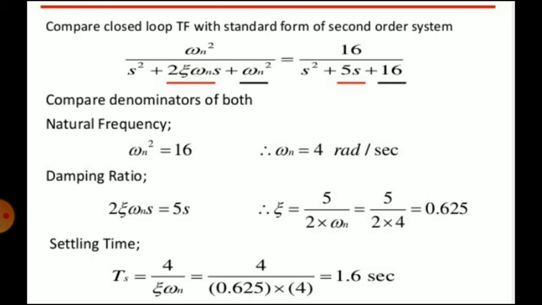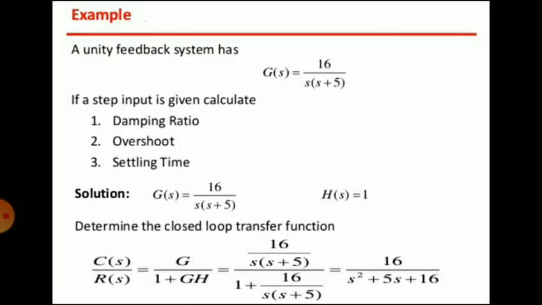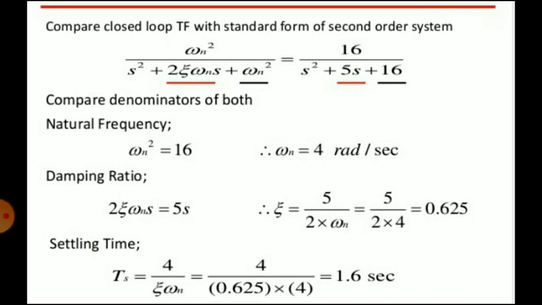The middle term is underlined in red color, and the last term in black color. So you have to compare this standard form of a second order system with this C(s) upon R(s) for the given transfer function. It means compare the denominators of both. So natural frequency omega n square will be equal to 16. So we can find the value of omega n, that is equal to 4 radian per second.